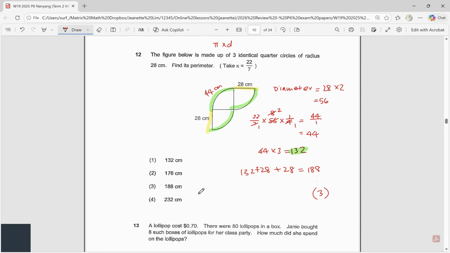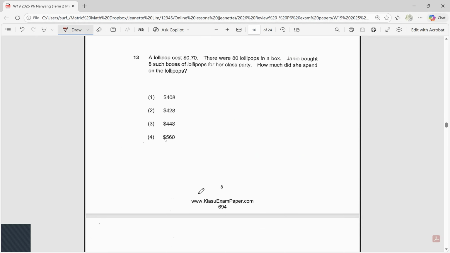Question 13. A lollipop costs 70 cents. There were 80 lollipops in a box. Janie bought 8 such boxes of lollipops for a class party. How much did she spend on the lollipops? Okay, one lollipop is 70 cents. What about one box? One box, there are 80. So the cost of one box. One box you have 80, every lollipop is 70 cents. So multiply that.